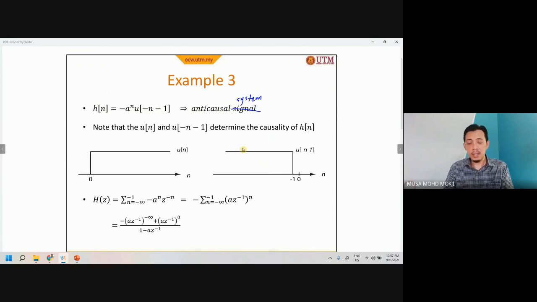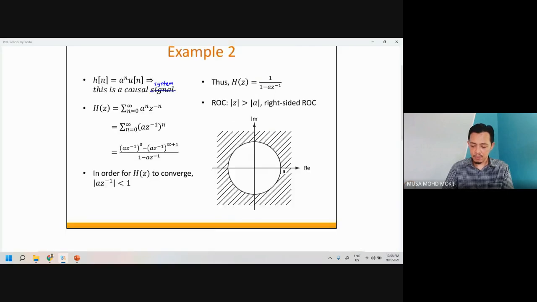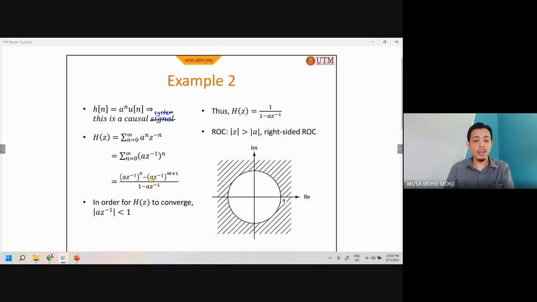But let's check it in the z domain. How to prove that in the z domain it is also non-causal? Then we put in the formula for the z-transform. So this is from minus infinity until -1. So this is minus alpha to the power of n, z to the power of minus n, and then you group it so that you get your common ratio. That minus, you bring it out over here. So this is your common ratio. If you look at this common ratio, it is actually the same common ratio.